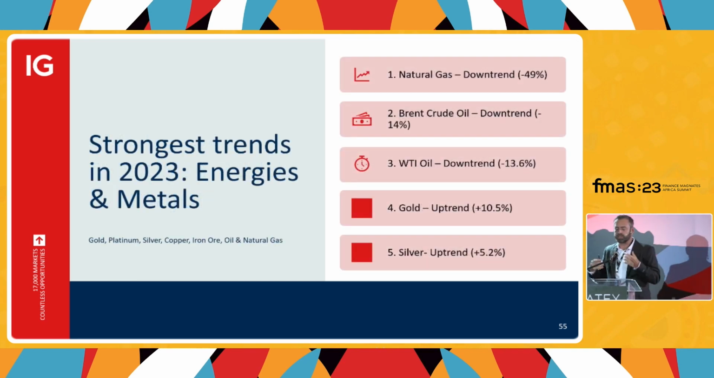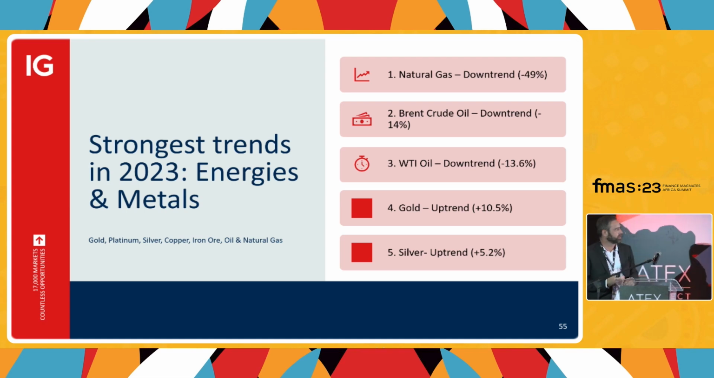And last but not least, using that top-down approach on energies and metals, natural gas, Brent crude and WTI crude are the underperformers in 2023. So fossil fuels are out of favor. In terms of the uptrends, we have gold and silver, the precious metals that have been doing quite well.